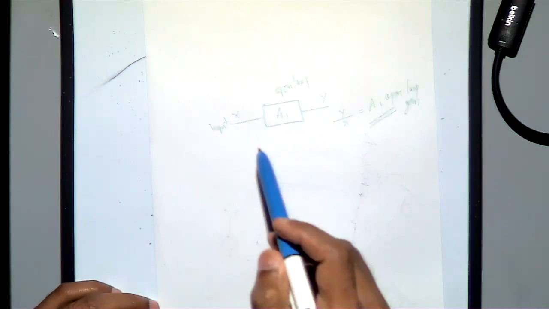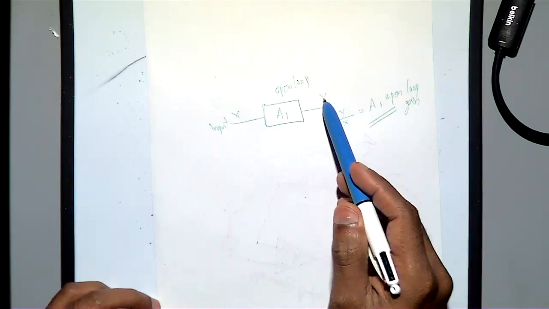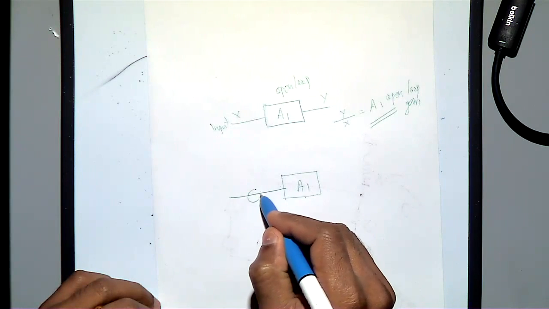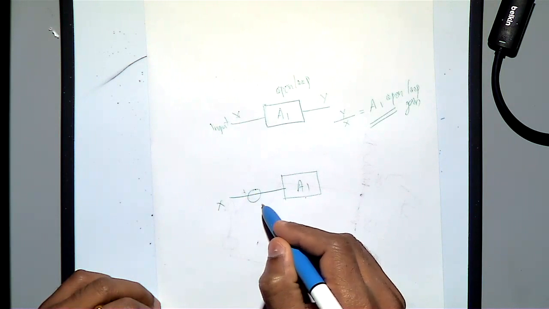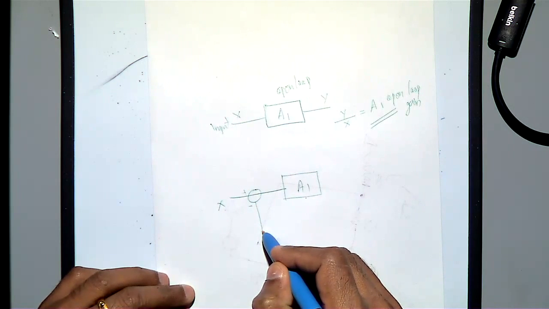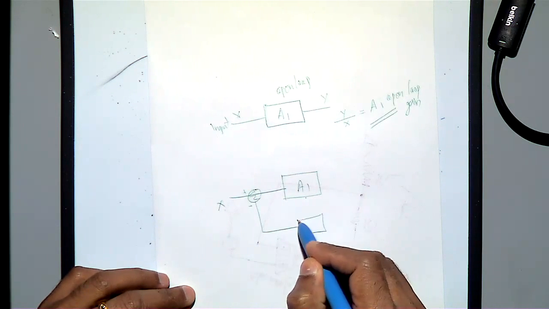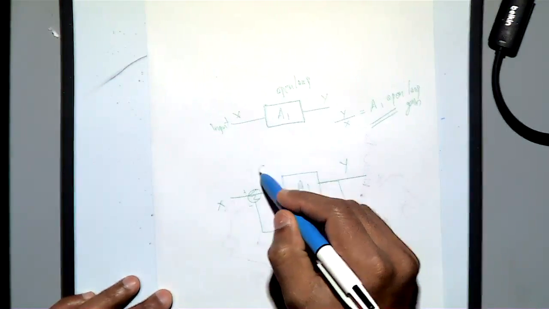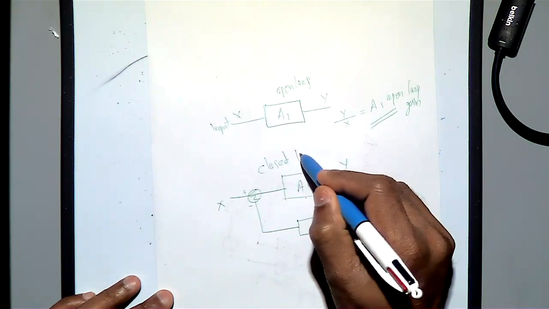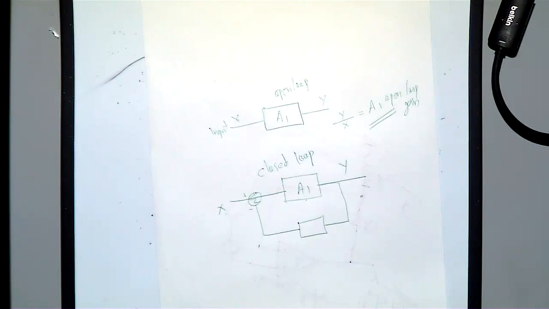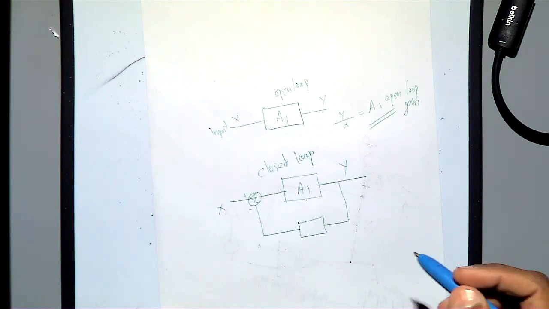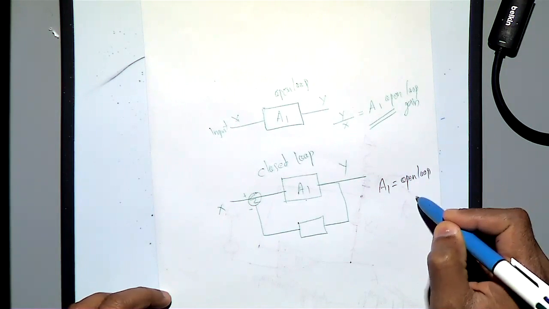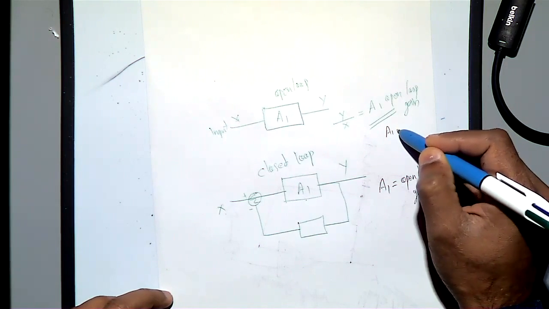Here your input is X and output is Y. But when you have feedback, especially negative feedback, then this is your X, and this is positive, this is negative, because this is a negative feedback system. This is the feedback network, and this is the output. Your output is still Y, but this is closed loop operation. In the closed loop, you have two gains: A1 equal to the open loop gain. Here also is A1, the open loop gain.